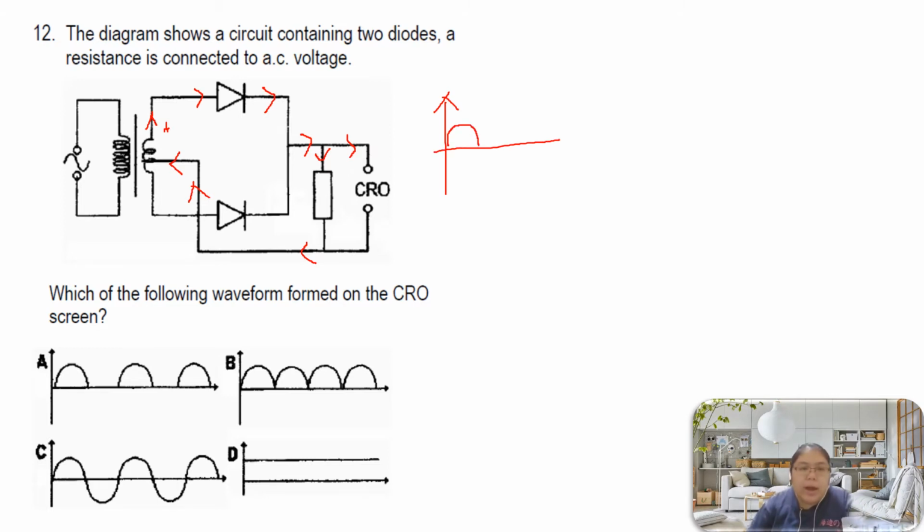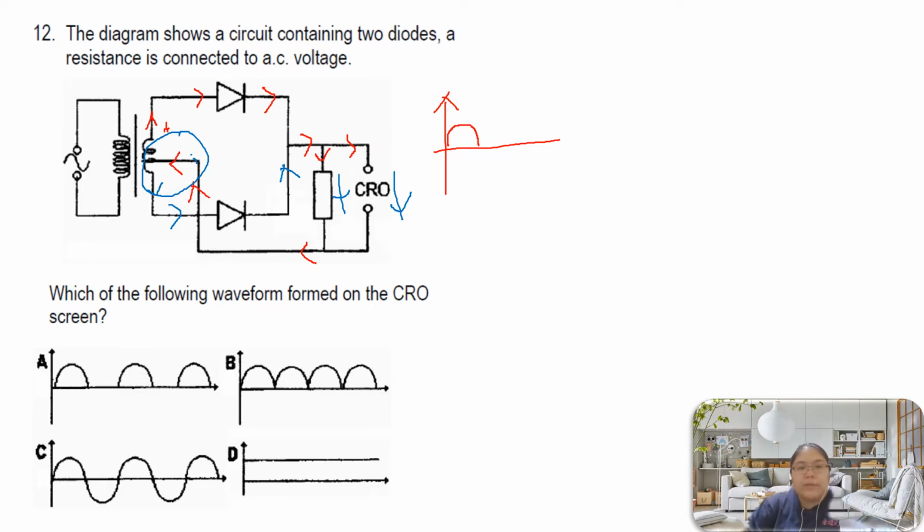Now I reverse. I go in the opposite direction, using the blue color. When I move in reverse, I go down, then I go through the second diode, then I go up again. So when I pass through the R and also the CRO, it must be in the same direction. When I go down, then up, I go back in the same direction.